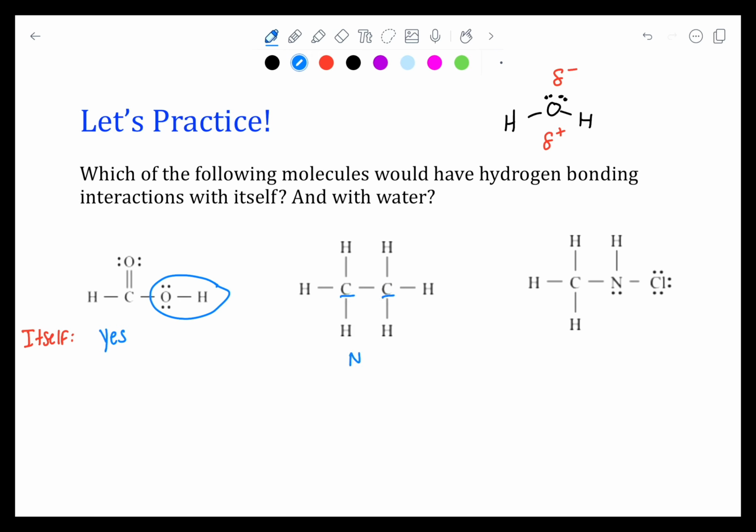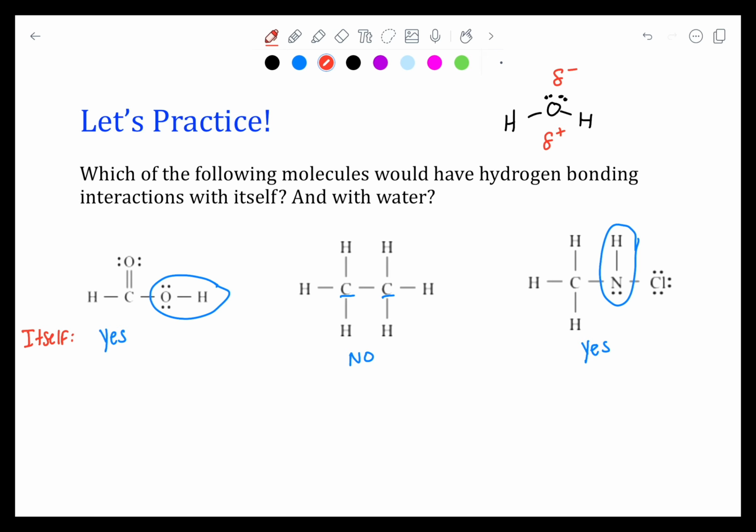Our next one, all the hydrogens are bound to carbons. So no, it would not have hydrogen bonding with itself because there is no hydrogen bound to a nitrogen, an oxygen, or a fluorine. Our final example does have a nitrogen bound to a hydrogen right there, so yes, it would have hydrogen bonding with itself.